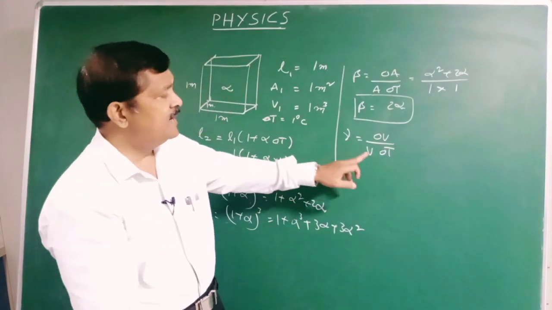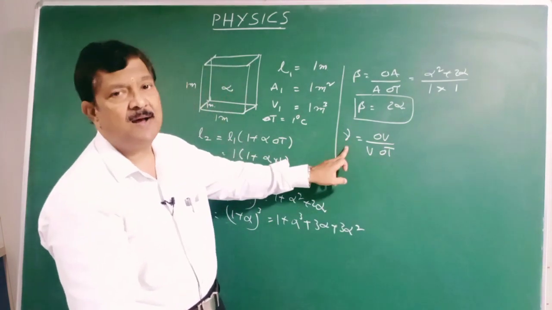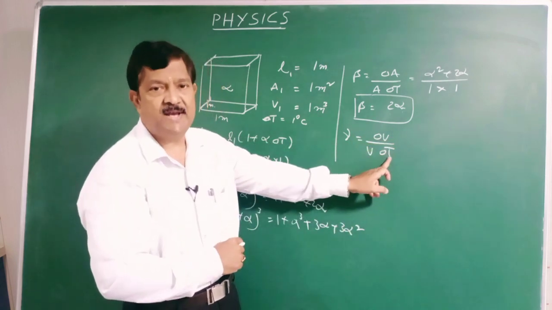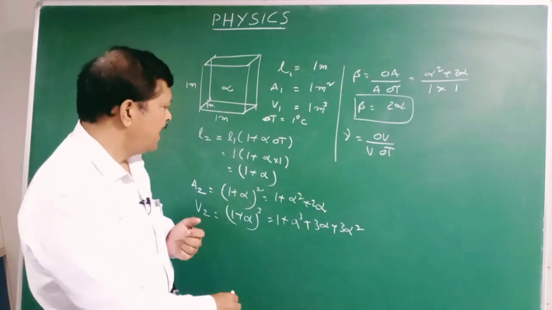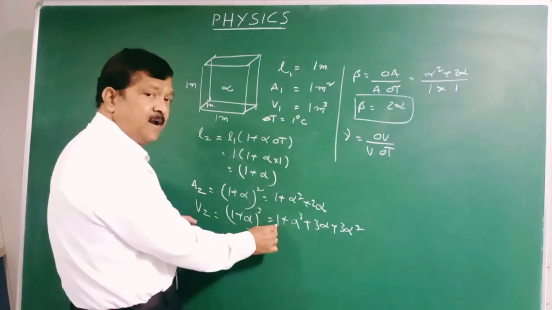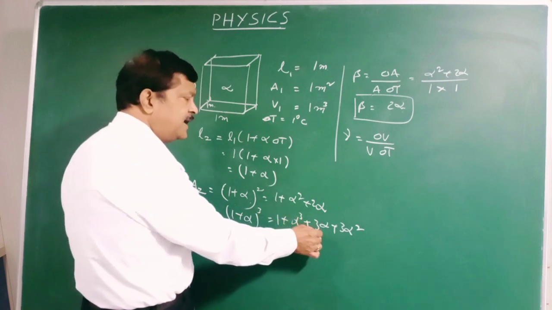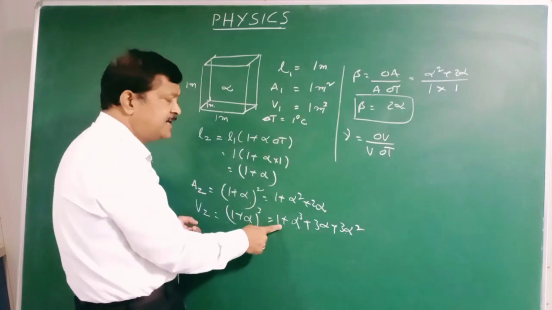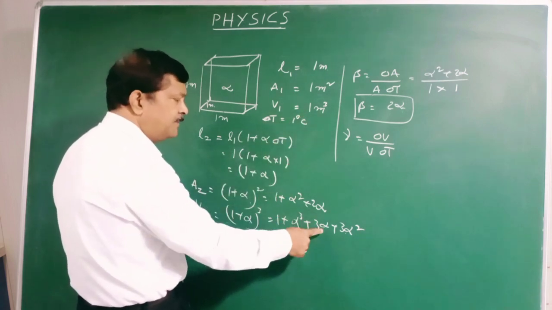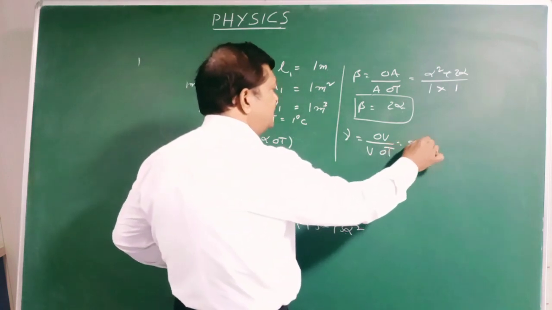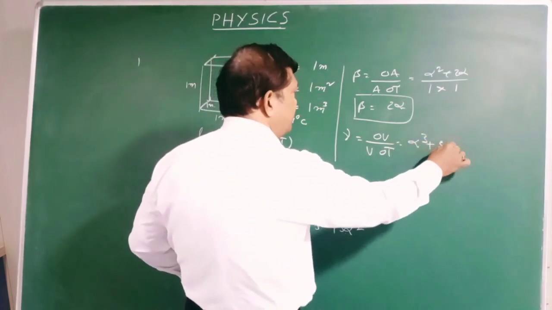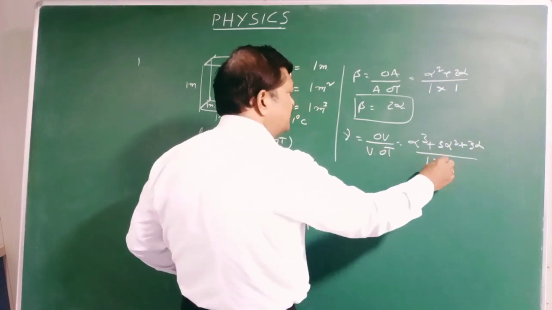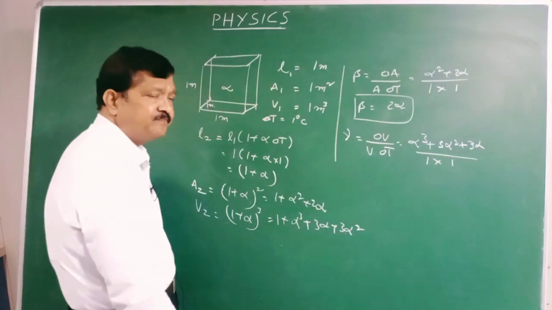So delta V by V delta T is the value of gamma, where delta V is the change in volume, V is the initial volume, and delta T is the change in temperature. Let us apply the values. What is the final volume here? 1 plus alpha cube plus 3 alpha plus 3 alpha square, minus initial volume, which is 1. When the 1 is cancelled, you are left with alpha cube plus 3 alpha square plus 3 alpha, divided by the initial volume, which is 1. Change in temperature is also 1.